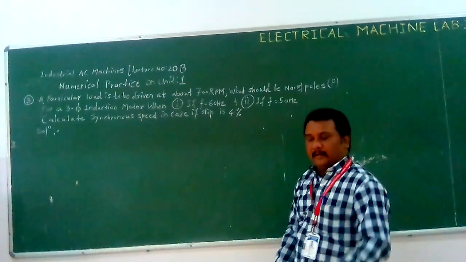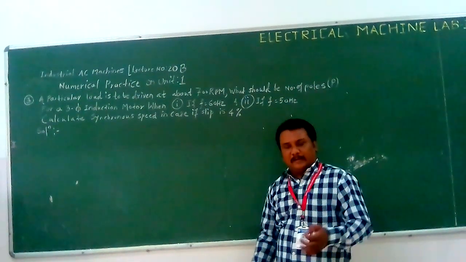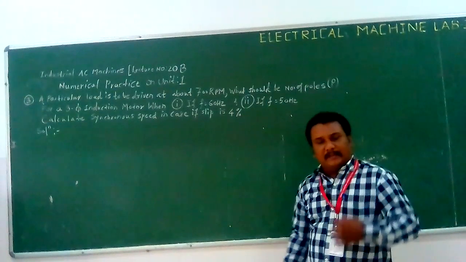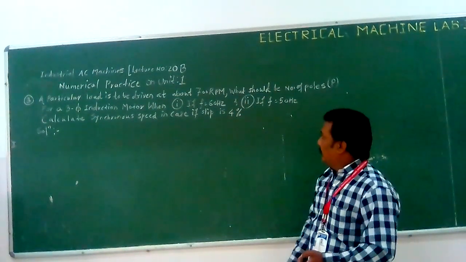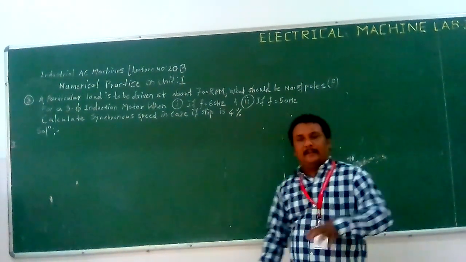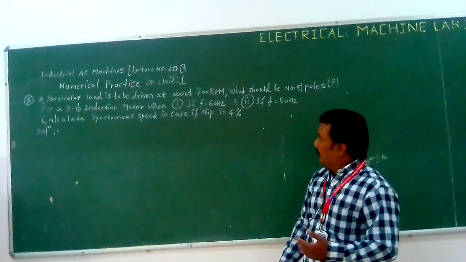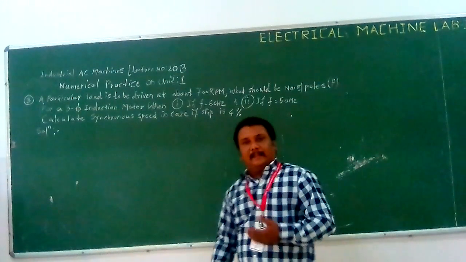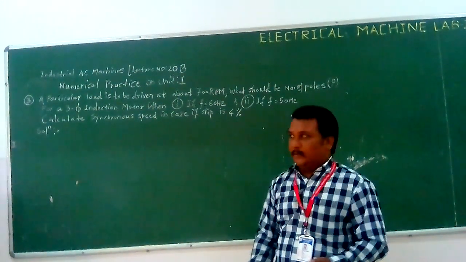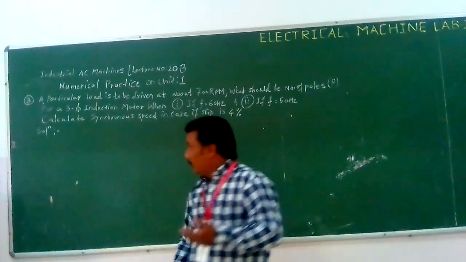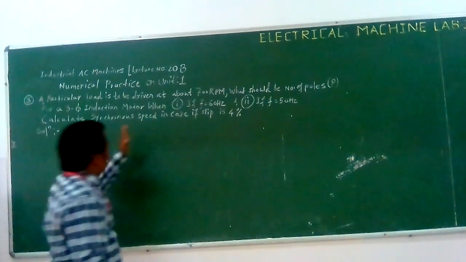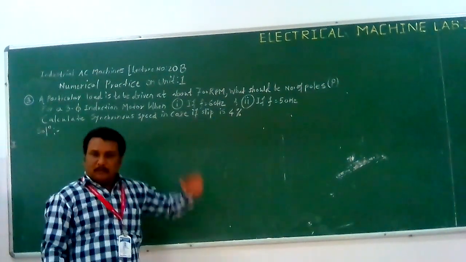Here two conditions are given. First, if frequency is 60 Hz, and second, if frequency is 50 Hz. In this case only speed and frequency are given. So calculate the synchronous speed in case of a slip of 4%.